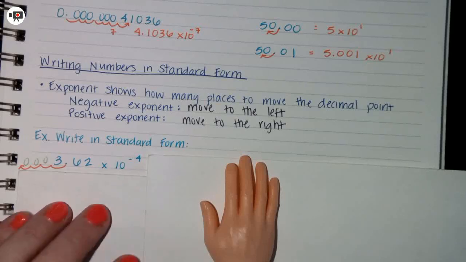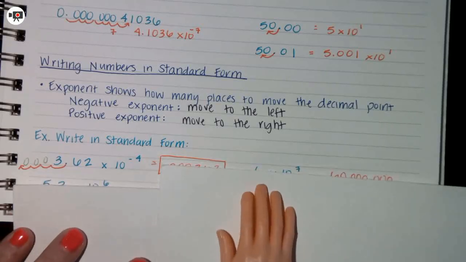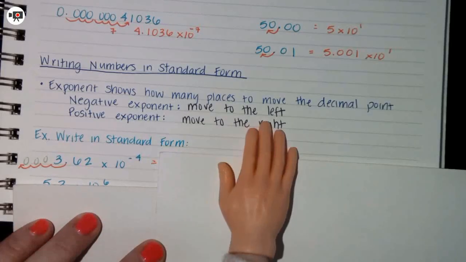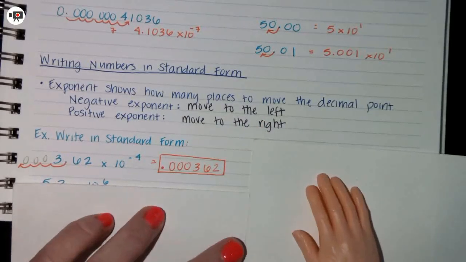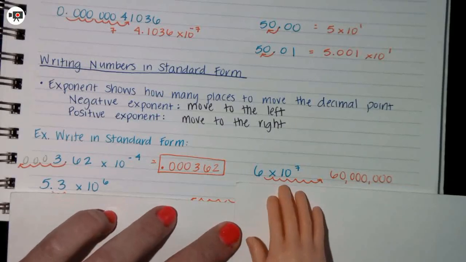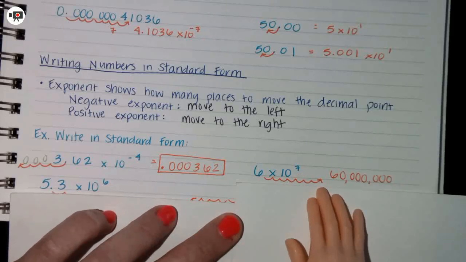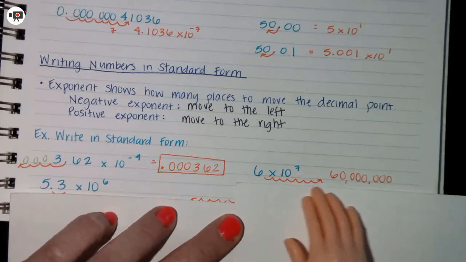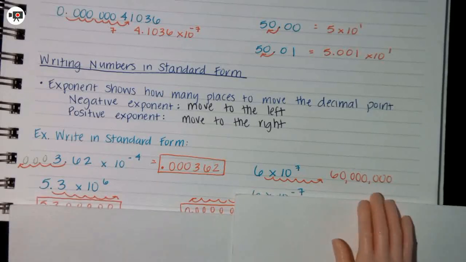3.62 times 10 to the negative fourth. So it's a negative, move it to the left 4 times, so that is 0.000362. Here I have 6 times 10 to the 7th, positive number, move the decimal to the right 7 times, and fill in all those little spaces with zeros. So that is 60 million.